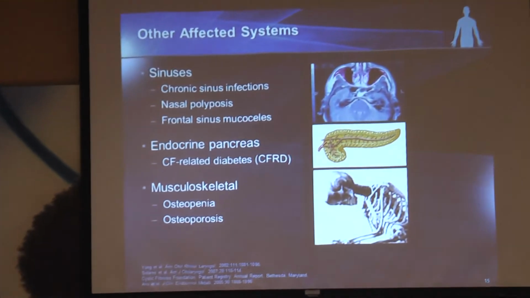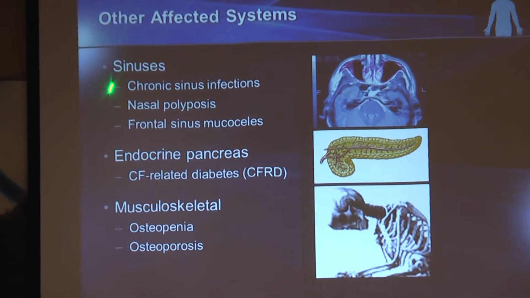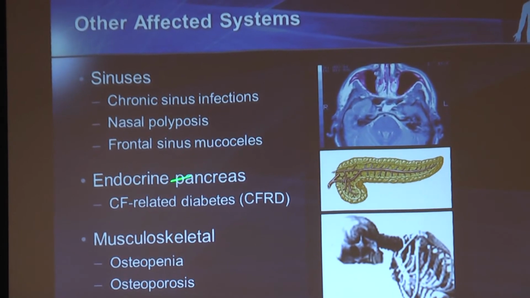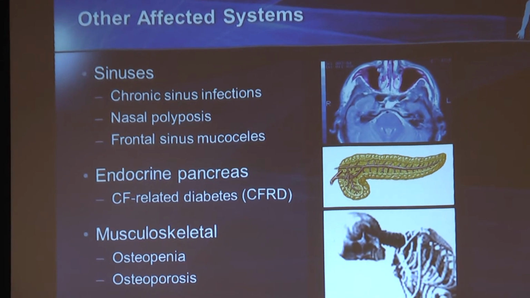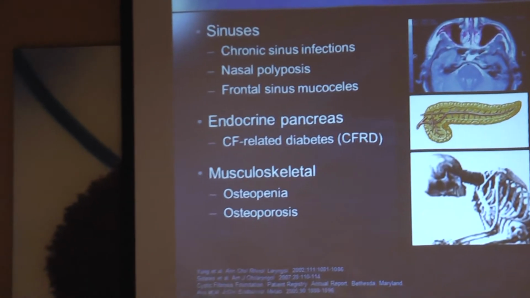But there are also other affected systems. Jeff talked about the sinuses, and that's certainly something that's received a lot of attention. One of the problems with sinusitis in CF is people with chronic sinusitis get used to it. And so they don't complain about it as much as people with acute sinusitis. And unless one is really keyed in on this, and I think Jeff made this point, it's going to get missed and not treated.